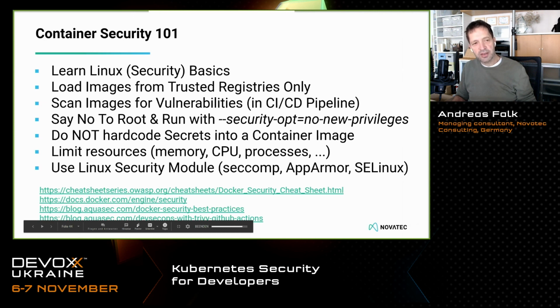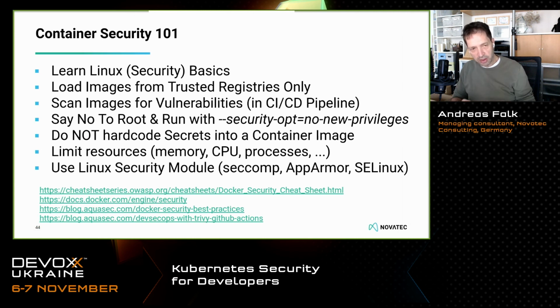But first, a small summary of container security 101. Really important is that you learn Linux security basics. You have to understand how containers work, that they use Linux namespaces, Linux capabilities, and what are called cgroups to restrict resource consumption. You should load images from trusted registries only. Docker Hub is not a trusted registry, as I can tell. There are lots of images with malware inside that are put there intentionally.